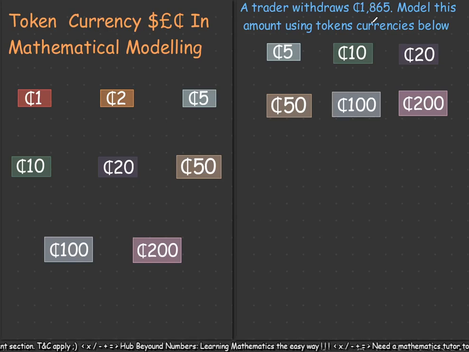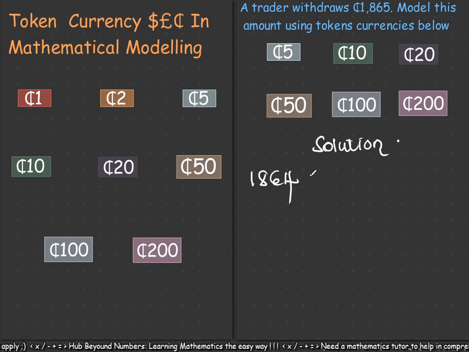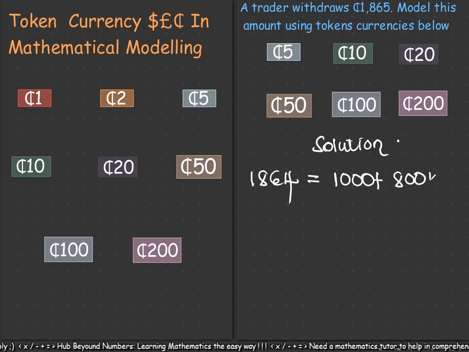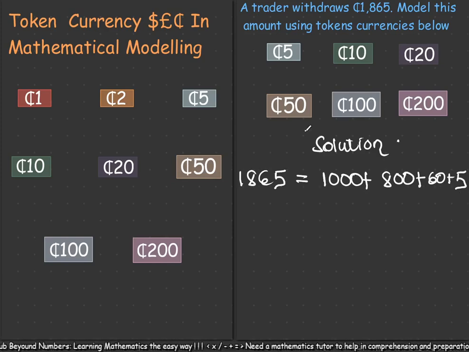So first of all, one simple method we can use is to express this number in its expanded form. So in its expanded form, 1,865 I can rewrite as 1,000 plus 800 plus 60 and then plus 5. Then now we just come to our tokens here. We can use our 200 to represent the 1,000 CDs. How many 200 do we need to get 1,000 CDs? We can have 5 of 200 gives us 1,000 CDs.